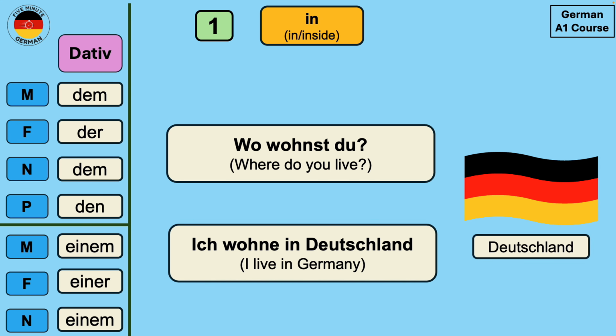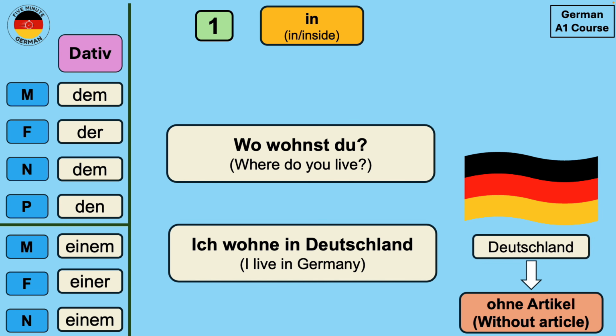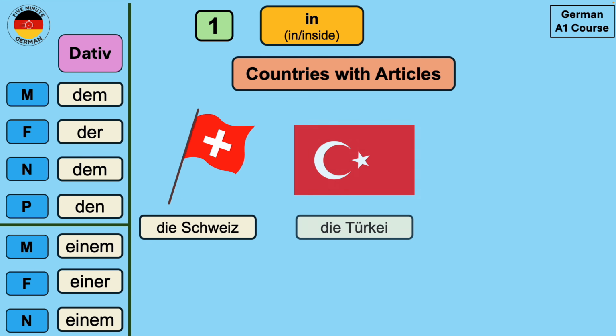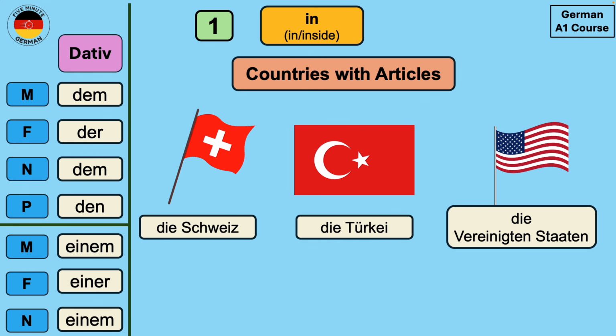The reason is that Deutschland is ohne article, which means it is without article. And there are many country names which are without article. However, there are some countries which are named with articles. For example, die Schweiz, which means Switzerland, die Türkei, which is Turkey, die Vereinigten Staaten, which is the United States.